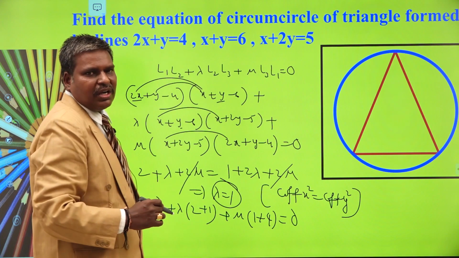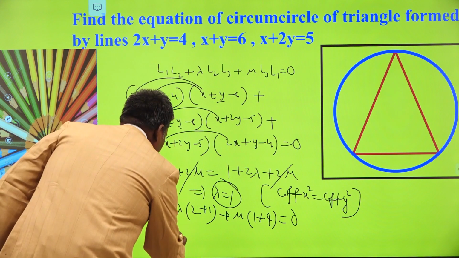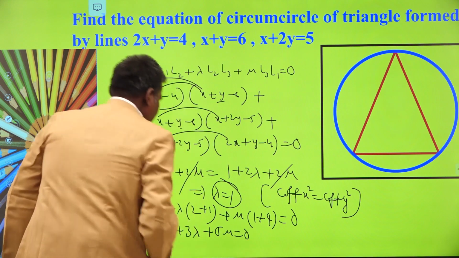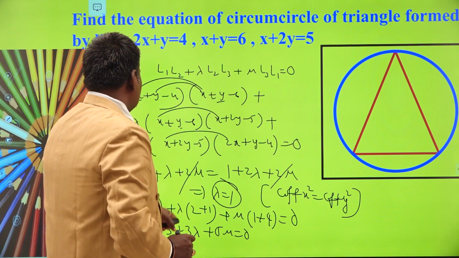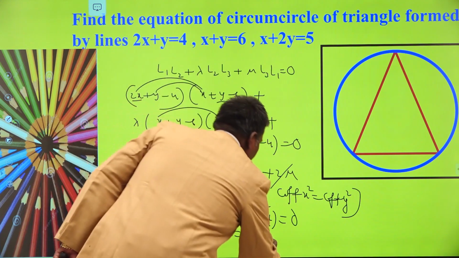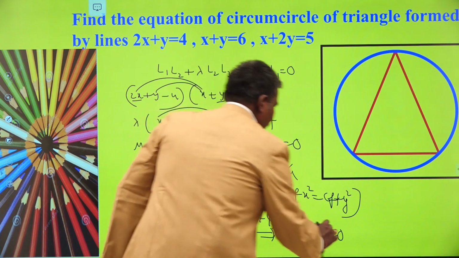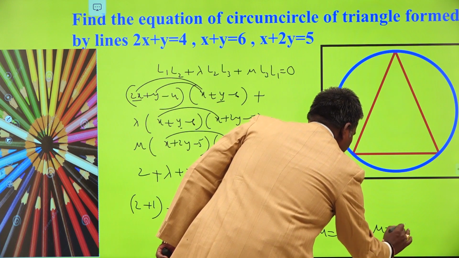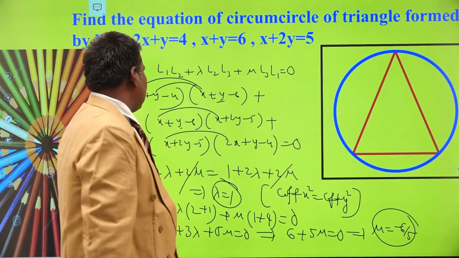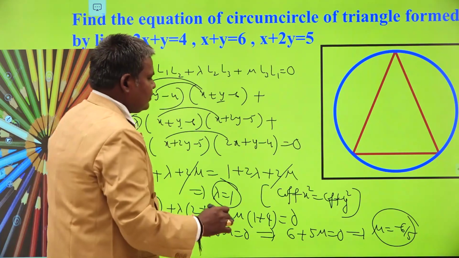In calculations, always you have to be careful. Okay? 2 plus 1, 3. 3 plus 3 lambda plus 5 mu is equal to 0. 3 lambda plus 5 mu plus 3 is equal to 0. What is your lambda value? 1. 3 plus 3, 6, plus 5 mu equal to 0. What is mu? Mu is equal to minus 6 by 5. Mu is also very easily obtained. So substitute the value of lambda as 1 and mu as minus 6 by 5.